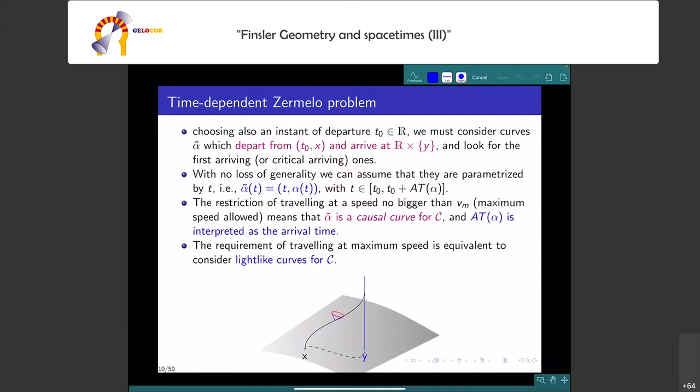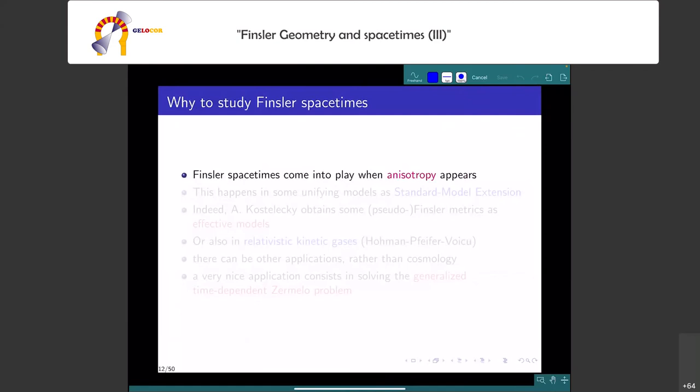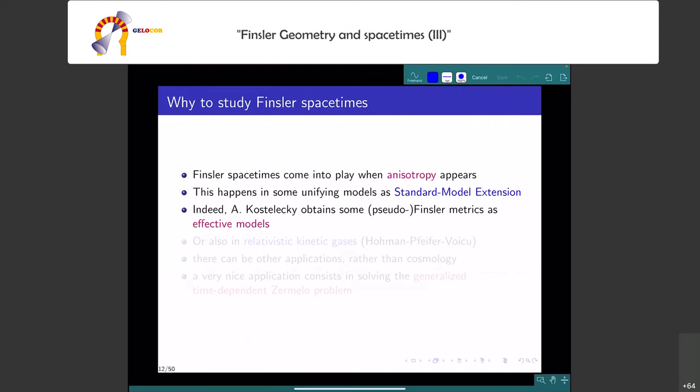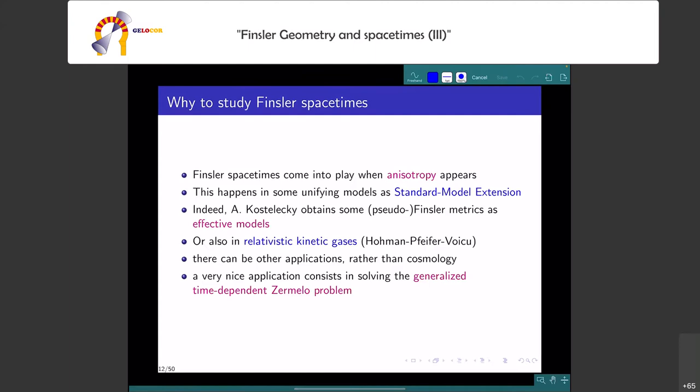Okay, so now let's go again to Finsler spacetimes. The first question is, why study Finsler spacetimes? Well, I think that Finsler spacetimes come into play when there is some anisotropy. This can happen, for example, in the standard model extension developed by Kostelecky. He really obtains pseudo-Finsler metrics as effective models. Also, if you consider relativistic kinetic gases, this is a work by Hohmann, Pfeifer, and Voicu. And of course, as we have seen, there are other applications rather than cosmology, for example, the time-dependent Zermelo problem and wildfires and so on.